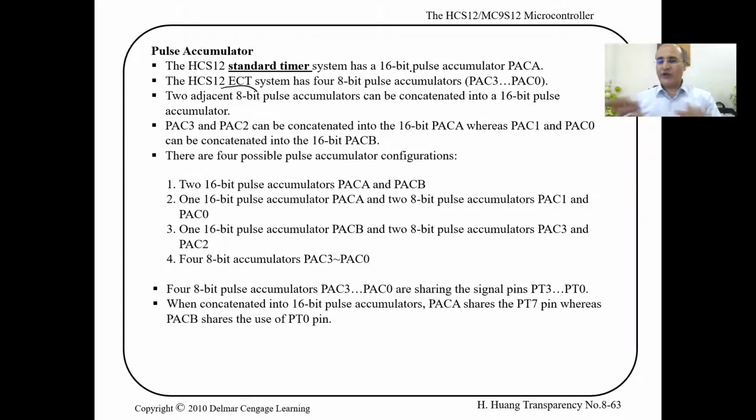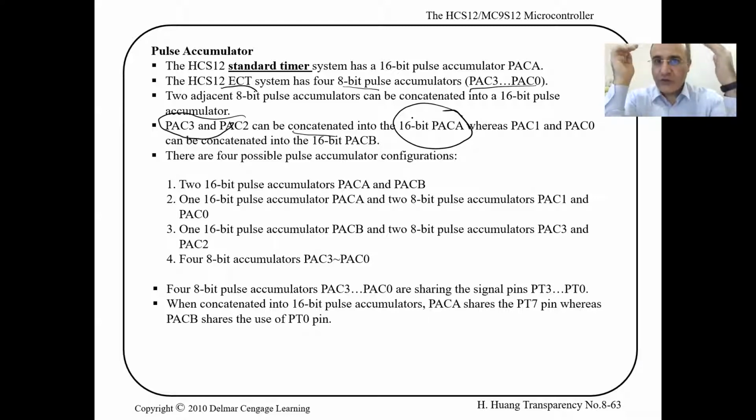No need to write any code to detect if that pulse has arrived. The hardware will detect it, has a logic, and it will automatically increment the accumulator. We have 4 8-bit pulse accumulators, 4 registers that can count from 0 to 255. Pulse accumulator 0, 1, 2, and 3. We are also able to concatenate every 2 to create a 16-bit pulse accumulator. Pulse accumulator 2 and 3 can be concatenated to create pulse accumulator A, a 16-bit pulse accumulator that can count from 0 to FFFF.